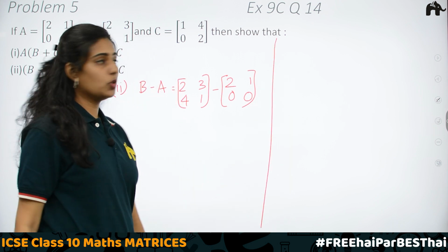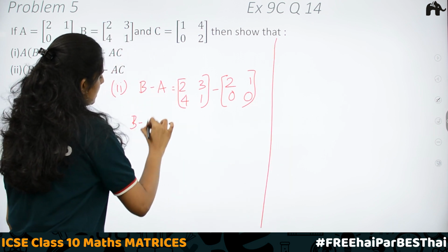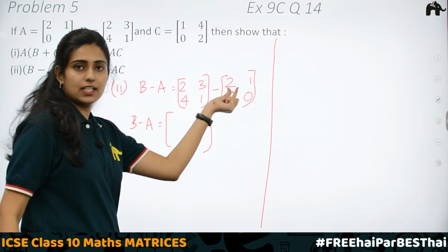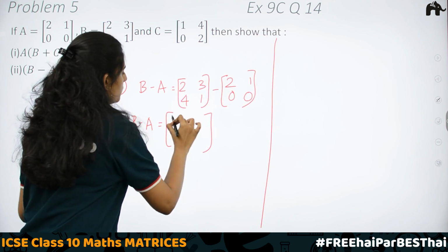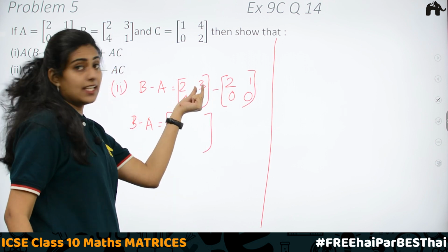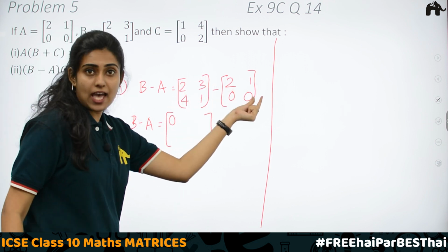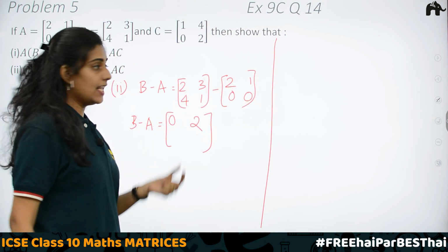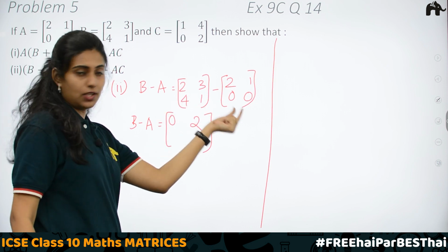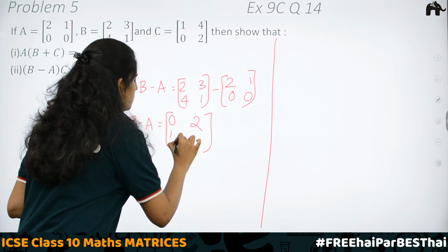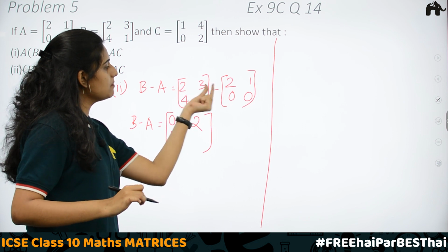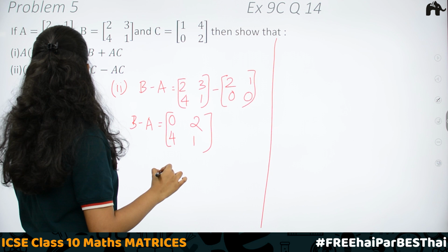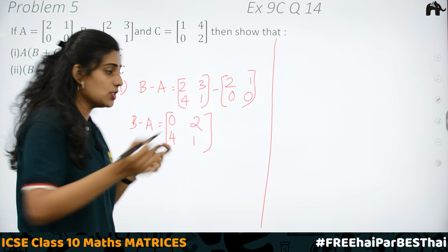Subtract these. What do we get? B minus A is equal to, first elements: here it is 2, here again it is 2. 2 minus 2, 0. Next, second elements: here we have 3 and here we have 1. 3 minus 1, that is 2. Third element: here we have 4 and here it is 0. 4 minus 0, which is 4. And the fourth element, 1 minus 0, 1. We got B minus A. What else is there? We have to find B minus A into C.